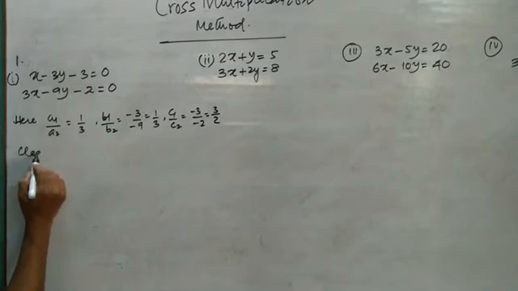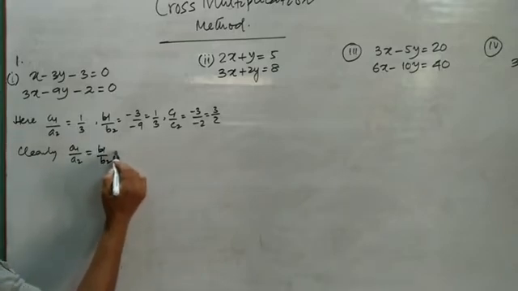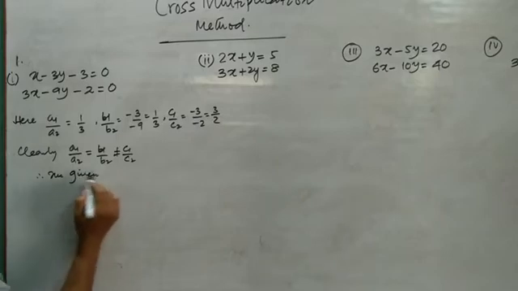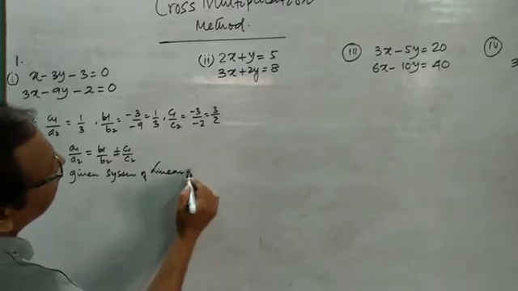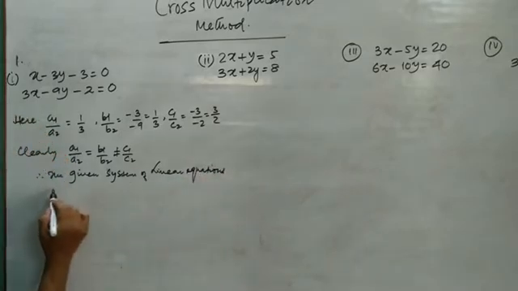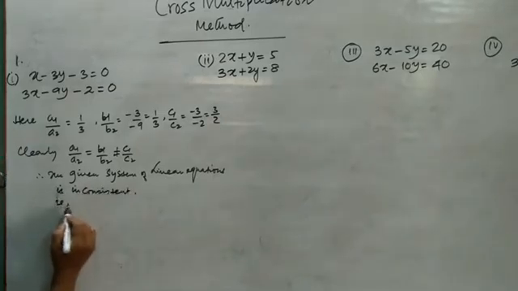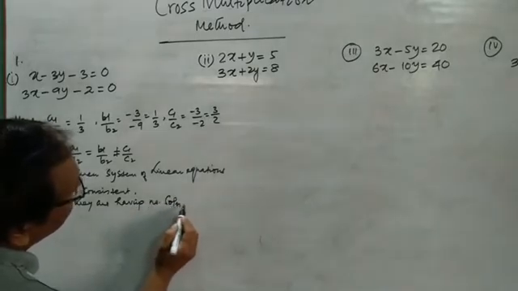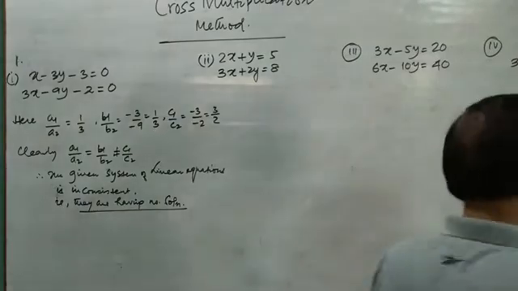So clearly, a1 by a2 equals b1 by b2 is not equal to c1 by c2. Therefore, the given system of linear equations is inconsistent. That is, they have no solution. So, if they have no solution, we do not have to find it. We cannot use the cross multiplication method here according to your question.